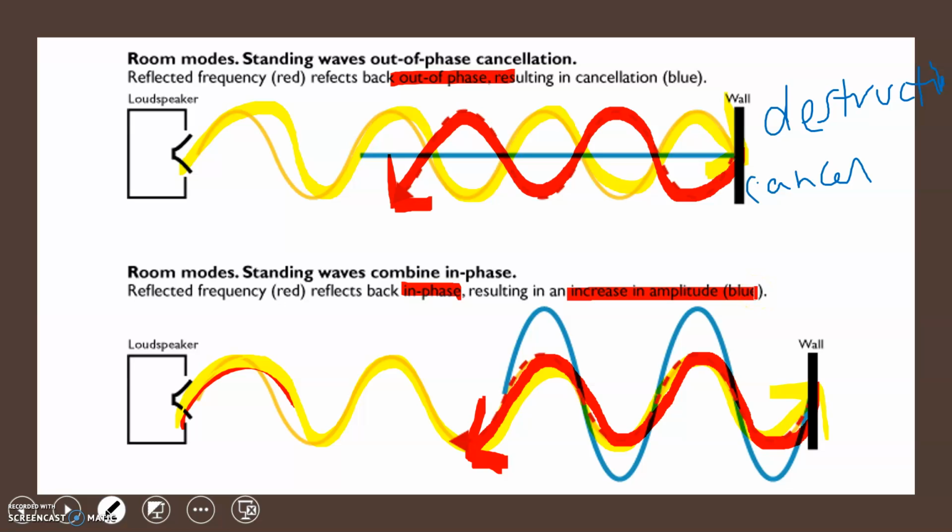So the blue wave is your constructive interference. This is constructive interference happening in real life. This is how you would amplify sound. You would need constructive interference so that you can increase the amplitude, because remember, amplitude is tied to the loudness of sound.